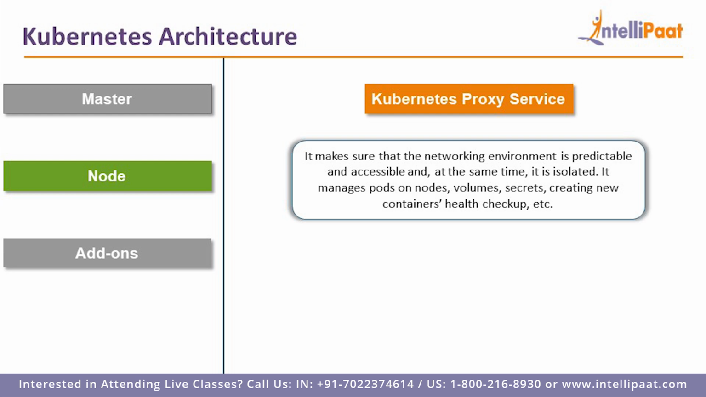It manages pods on nodes, volumes. Volumes are nothing but storage kind of things. Then there are secrets, which we'll be discussing later on. A secret is something which you use to store information with encryption. So if you have sensitive information like passwords, you can use secrets to pass those passwords on, or for creating containers, health checkups, or whatever you want. Kubernetes proxy service does it for you.